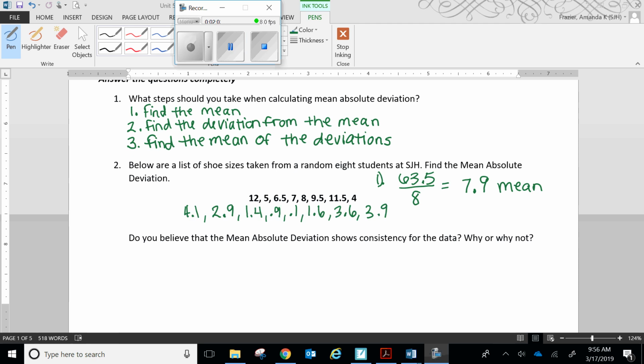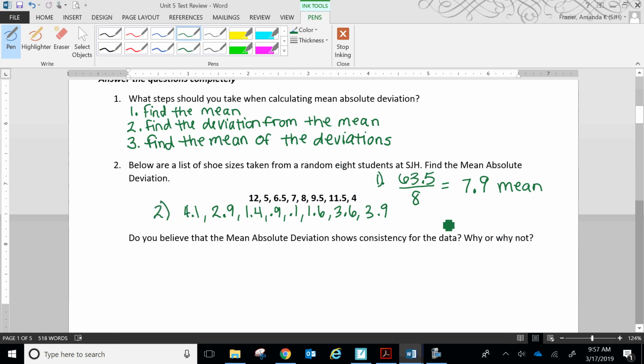So I want to say a couple of things about how I got these numbers. These are the 8 numbers I ended up with. I have 8 distances because I had 8 students. But when I did 5 minus 7.9, I got negative 2.9. Remember, our distances cannot be negative, so I took away the negative sign to take my absolute value. So all of my distances are positive. Okay, so I found the deviation, or the distances from the mean. That was step 2.